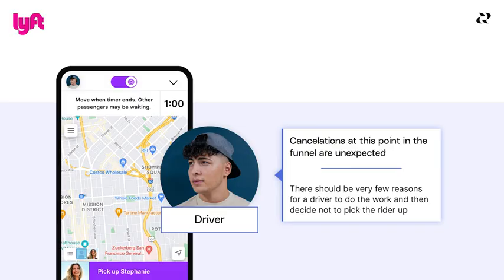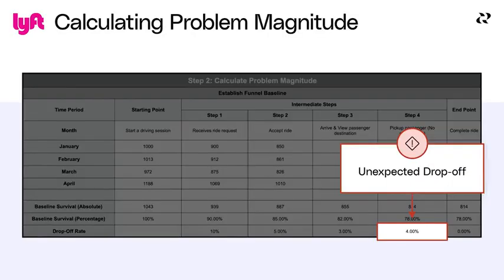You only start getting paid when the passenger gets in and the ride begins, and yet, before the ride can begin, you cancel. So while a 4% drop-off rate isn't the highest drop-off rate, it's much higher than it should be for where it is in the funnel. This is why the team chose to focus on addressing it.